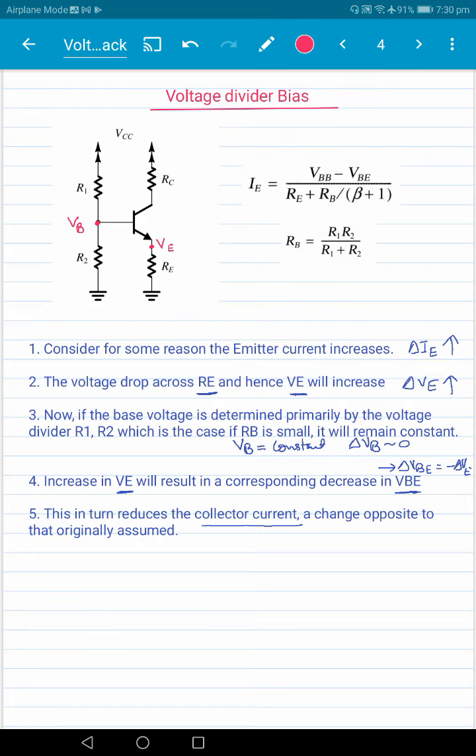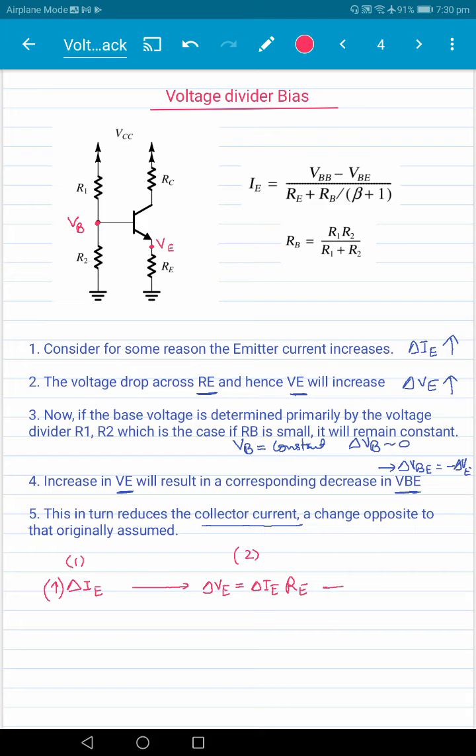Let's go over it. So step number 1 is that suppose delta IE increases for some reason. In this case, we are looking at the effect of beta. So let's say an increase in beta increases delta IE. Then they say that as a result, step number 2, the voltage drop across RE, and hence VE, will increase. So delta VE will be equal to delta IE times RE, right? That's step number 2.